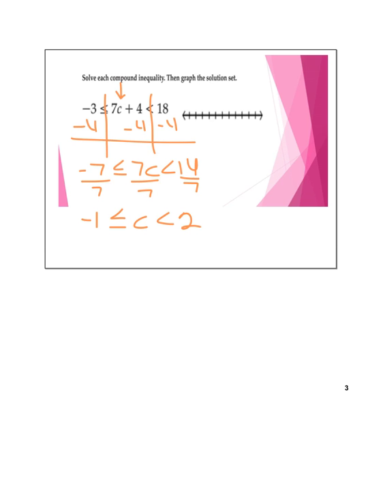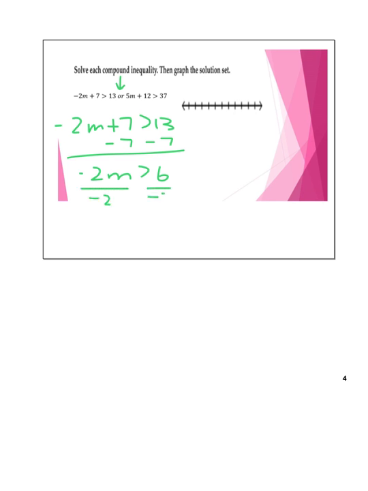Now for my graph, I'll spread it out a little bit, so let's make my negative 1 here, I'll make 0 here and 2 there. So negative 1 has a closed circle on top, it's including negative 1. 2 is an open circle, so my solution set is between negative 1 and including negative 1, and it's also less than 2, but not including the value of 2.